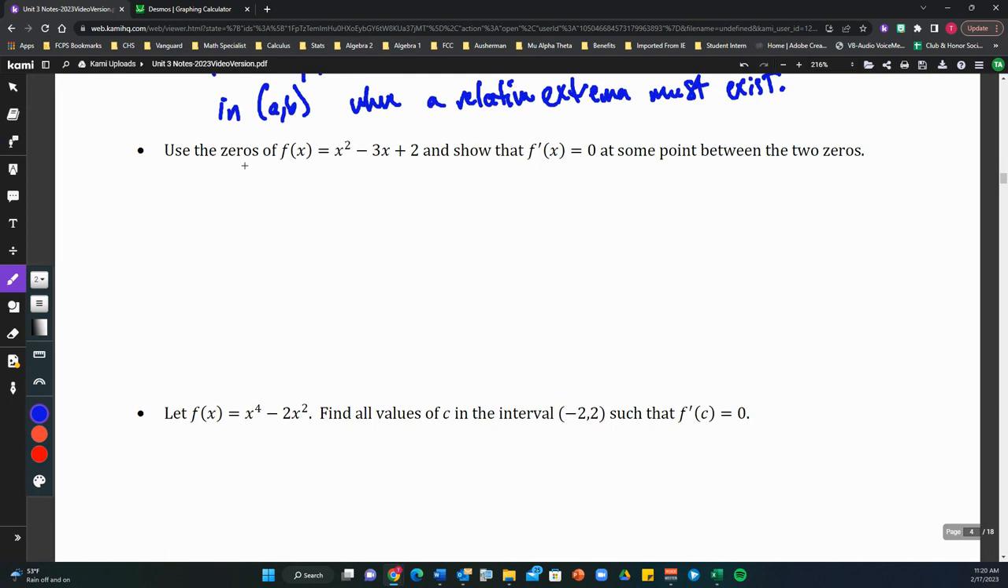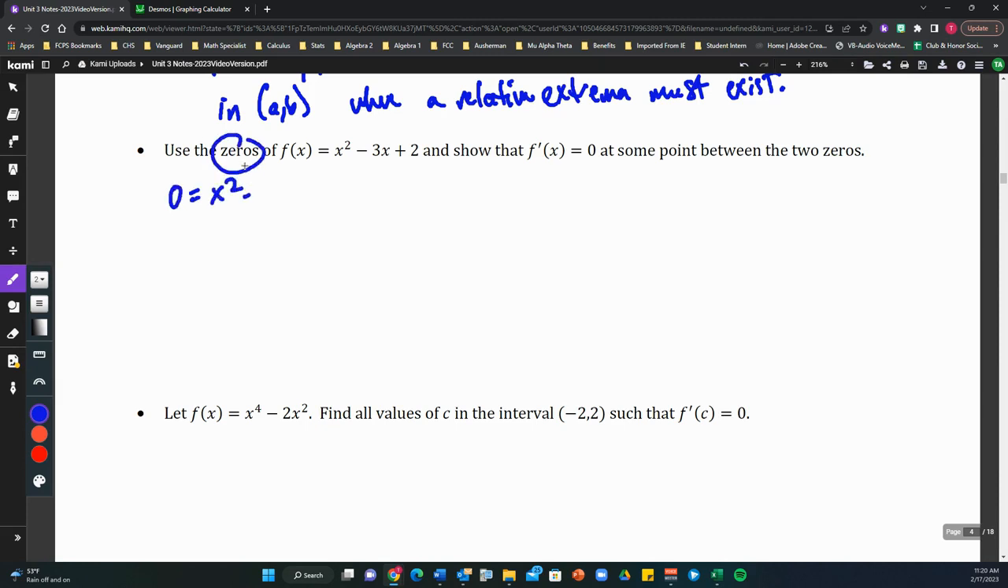So now if we take a look at a couple of examples here, we're actually going to try and find these. So we're going to use the zeros of f of x equals x squared minus 3x plus 2 to show that f prime of x equals 0 at some point between the two zeros. So this time, instead of actually being given an a and b, we're actually just told to use the zeros.